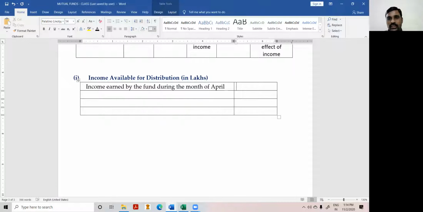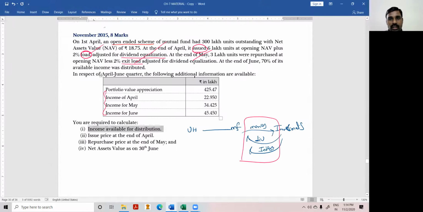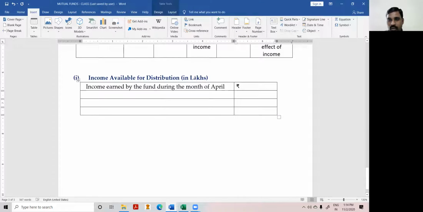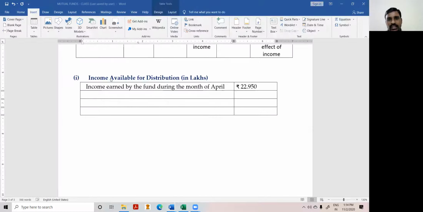Next. So what is this point in lakhs? What is the income earned by the fund in April? 22.950. This is the income earned. Now first look at this point. Next income. If you go by sequence, the first is the income earned by the fund during the month of April.